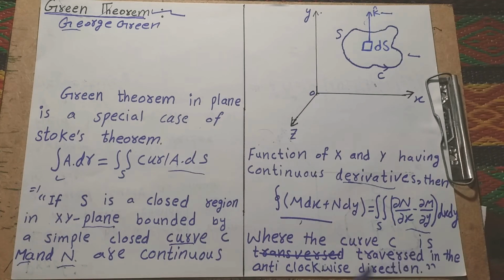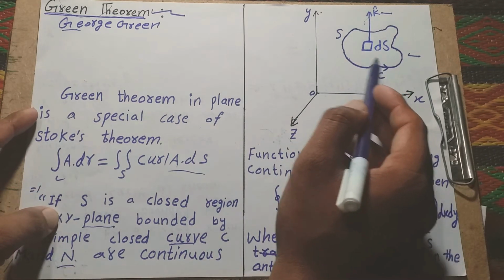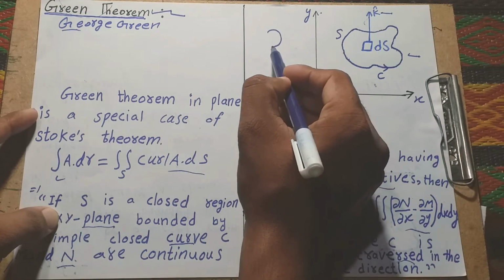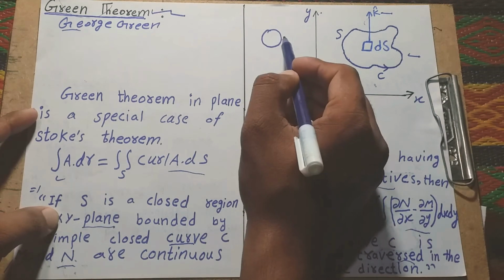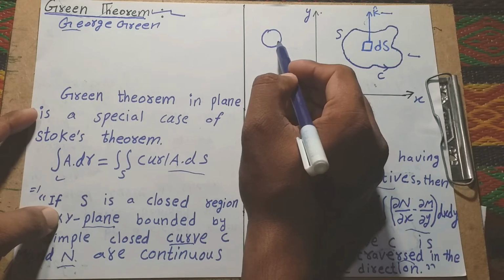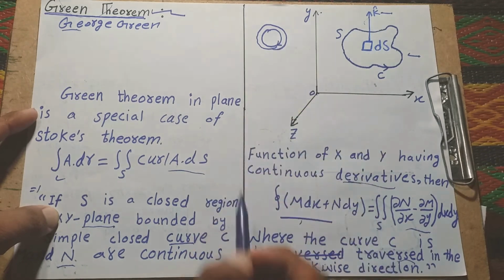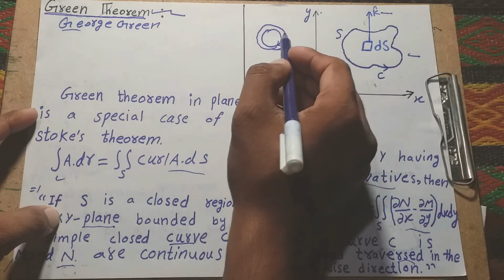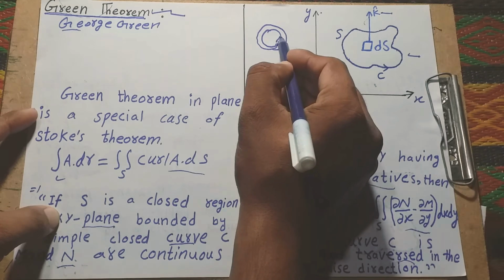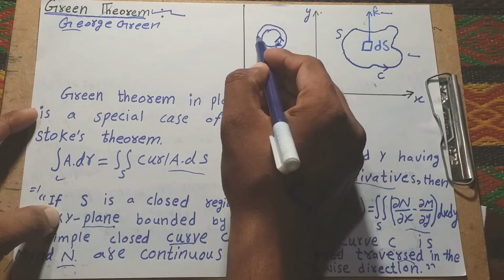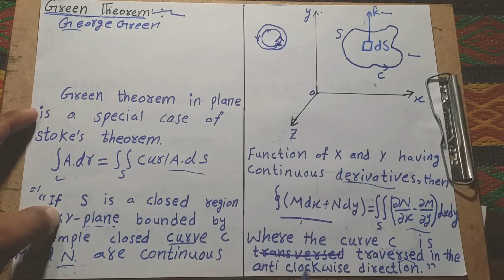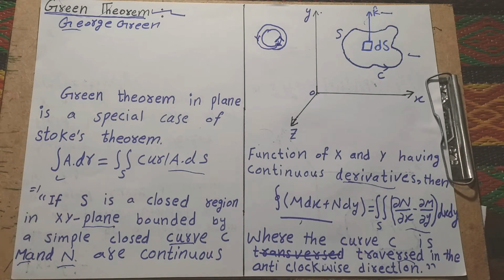Here the curve C is traversed, which means traveled across, in the anti-clockwise direction. This direction is anti-clockwise. What is the clockwise direction? For example, this is a clock and we know the direction of the clock is this side. But the anti-clockwise direction is in this way. Okay, understand? Do you understand what the anti-clockwise direction is?